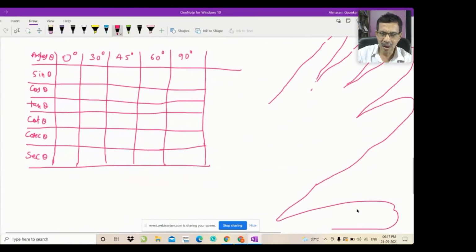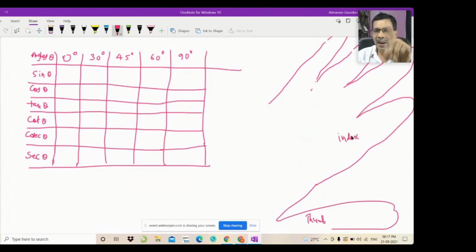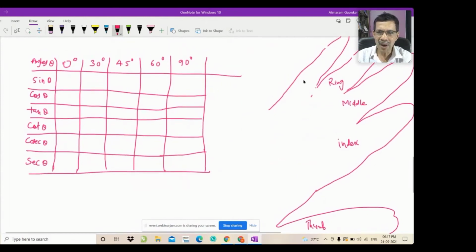And that is this one, the first finger here is a thumb. What is the second finger? Second finger is index finger. Index meaning it is indicating. It is indicating that you or this or that. Okay, so the second finger is index finger. The third one is middle finger. Fourth one is ring finger, and the fifth one is baby finger. This is the baby finger.